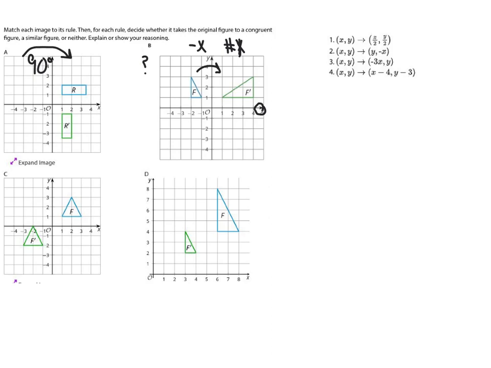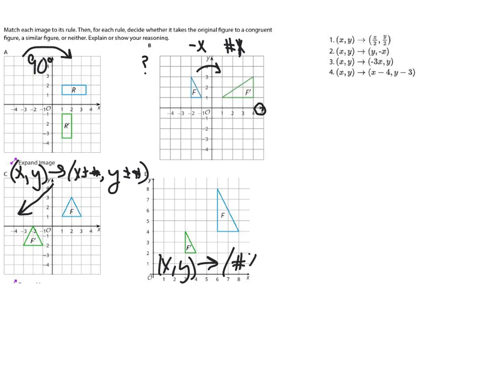And then C looks like I went from the preimage F to the image F prime. Looks like a translation, so I want that addition and subtraction one. So that's where we go from (x, y) to (x plus or minus a number, y plus or minus a number). And then this one, it looks like my (x, y) is going to a dilation, a number in front of the x and a number in front of the y. So let's try to match them.